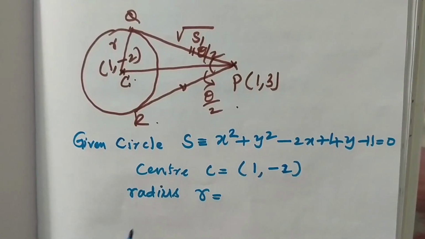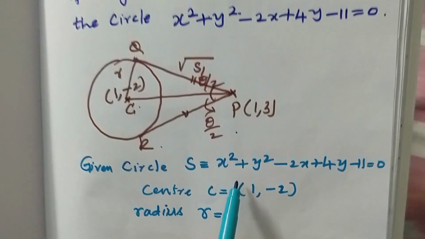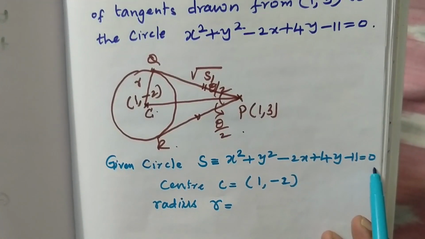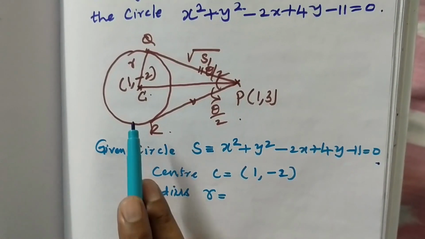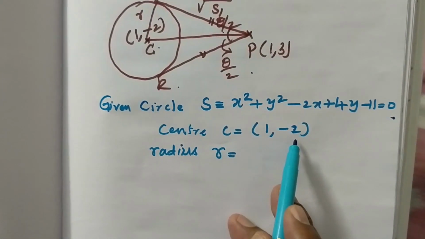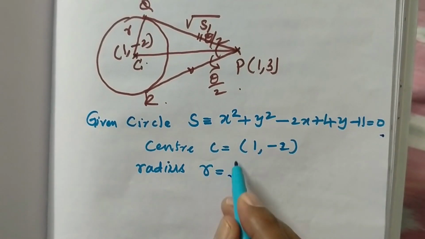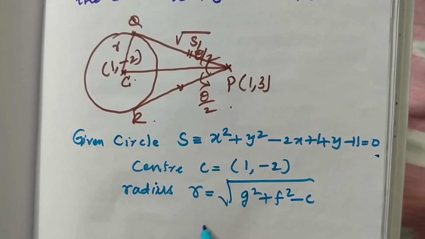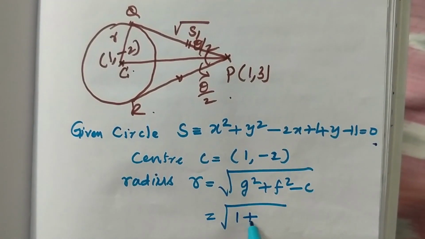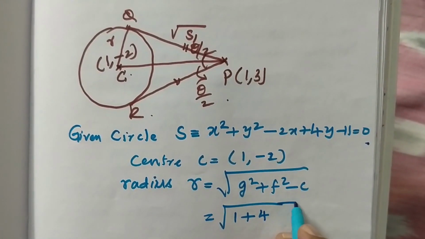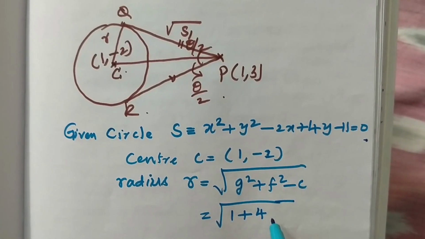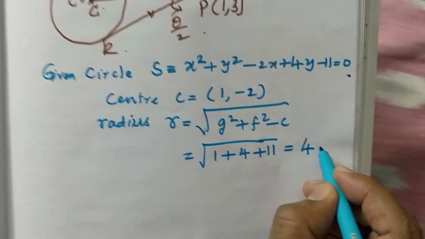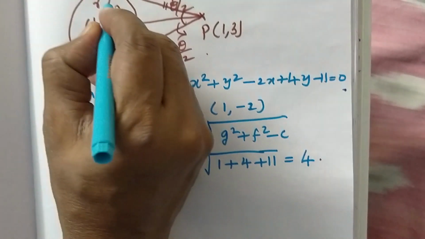The given circle S is equal to x square plus y square minus 2x plus 4y minus 11 is equal to 0. What is the center? I already told you, 1 comma minus 2, that is minus g, minus f. And radius r is equal to square root of g square plus f square minus c, that is 1 square, 1, plus f square, 2 square is 4, minus of minus 11, that is plus 11. Total becomes 16. Root 16 is 4. 4 units is my radius. r is equal to 4.